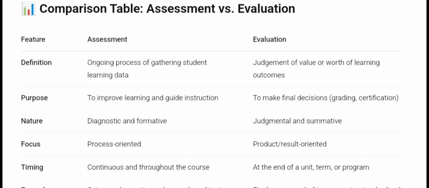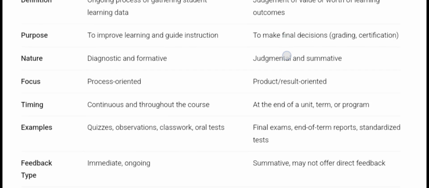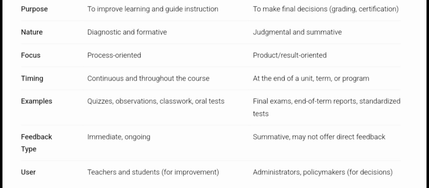Nature: diagnostic and formative. So assessment is diagnostic, which means it will find out the problem. Through assessment we will find out what is the problem of the learner. But when we talk about evaluation, it gives judgment and it is summative, remember that. Then assessment focuses on the process, all right, process, and evaluation focuses on the product, right? Now assessment is continuous and throughout the course. However, evaluation is done at the end of the course program.